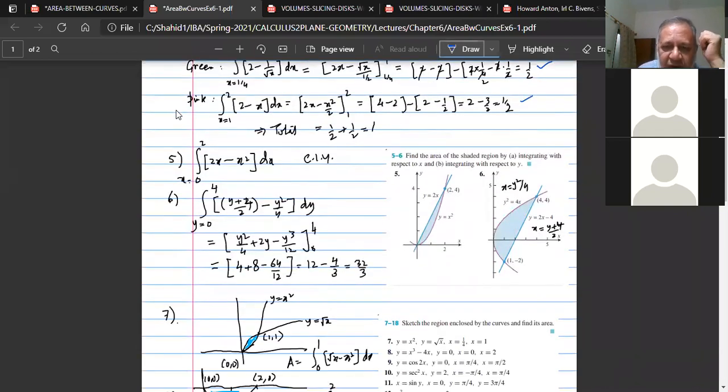Problem number 5 is again a problem where a graph is given, and y is equal to 2x is the upper line, y is equal to x square is the lower line, between x is equal to 0 to x is equal to 2. So this is straightforward, so you can do it yourself.